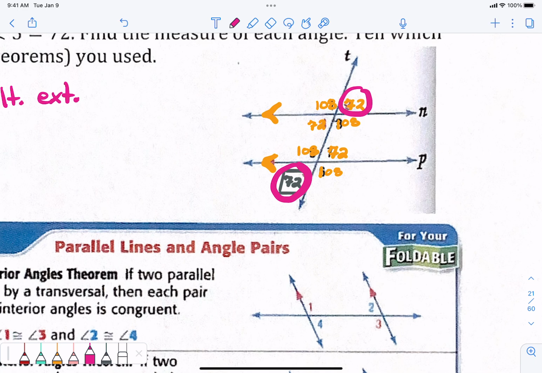Angle 2, I don't know which one angle 2 is. Is it this one right here? Is this angle 2? The top one. The top one, the one in pink and orange.